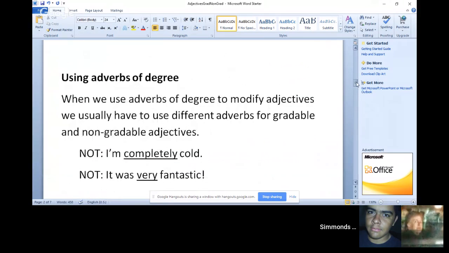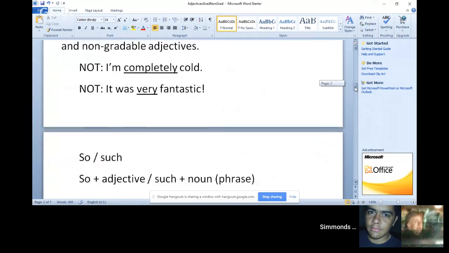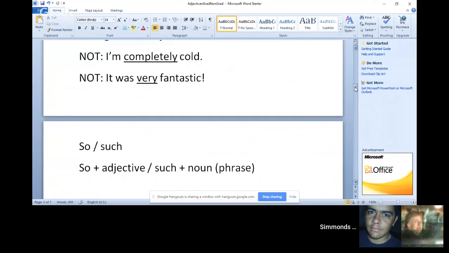Anyway, so right. These: I'm completely cold. We wouldn't use completely with cold. We would use I'm very cold. So we would use a different adverb of degree or intensifier in this case. It was super fantastic. Sure. That's something we say a lot in the United States too, is super. How about totally? Totally cold. Totally fantastic.